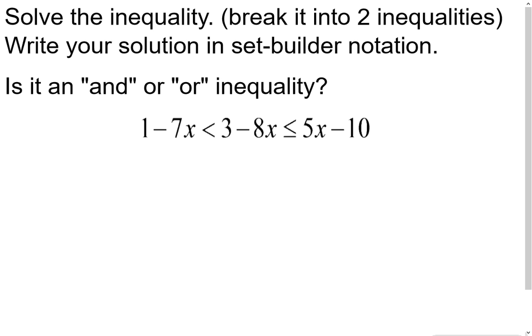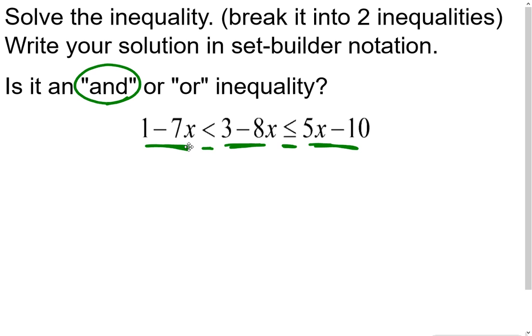Now when you have a compound inequality that looks like this, the first thing to determine is, is this an "and" or an "or" inequality? If we remember back to other compound inequalities that we solved in the past, when we see that we have something less than something else, or in this case less than or equal to another item, we are dealing with an "and," or a conjunction.